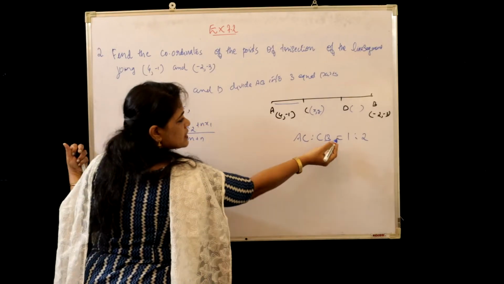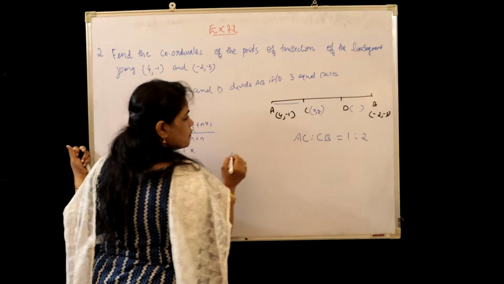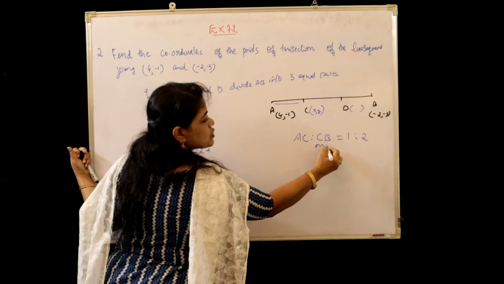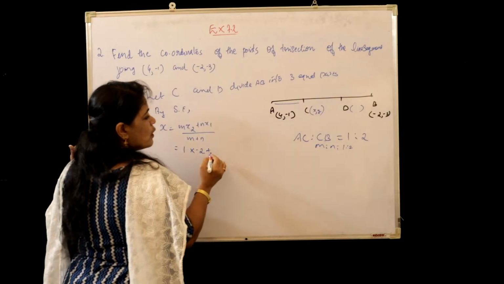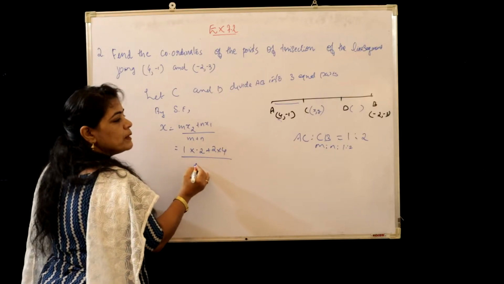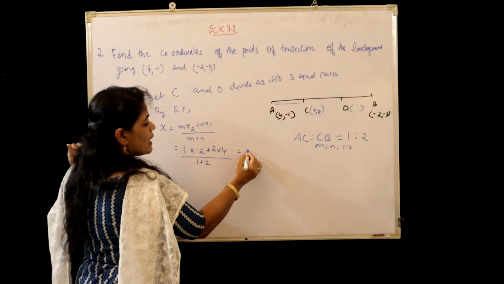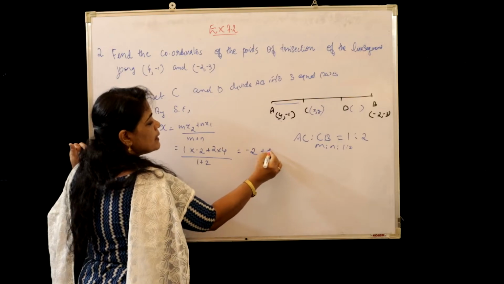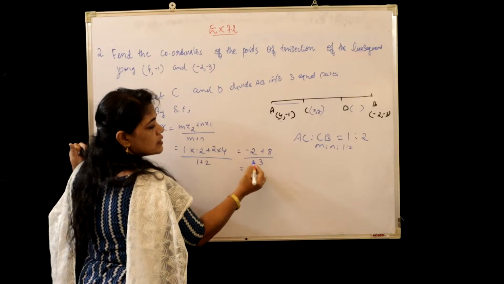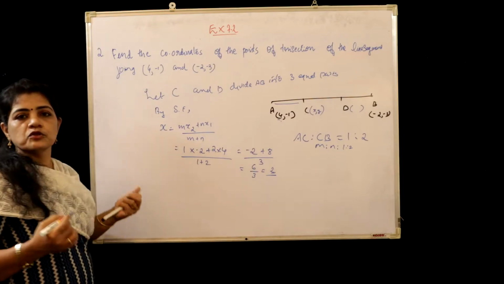Here m is 1, into x2, where x2 is the x coordinate of B, minus 2, plus n, which is 2, since m is to n is 1:2, into x1, 4, divided by m plus n, 1 plus 2. Solving: 1 into minus 2, plus 2 into 4 is 8, divided by 3. Minus 2 plus 8 is 6, by 3 that is 2. So the x coordinate is 2.